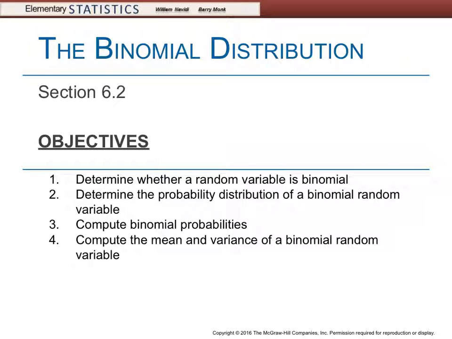So we are going to continue our discussion in chapter 6.2 talking about the binomial distribution, and this is one way that we will look at probabilities. Our objective is to determine whether a random variable is binomial. We're going to determine the probability distribution of a binomial random variable, compute binomial probabilities, and compute the mean and variance of a binomial random variable.